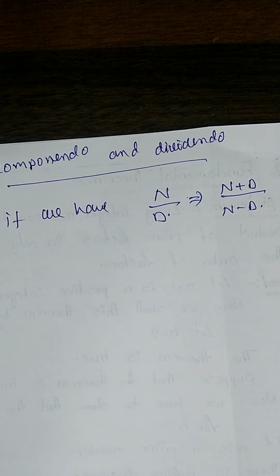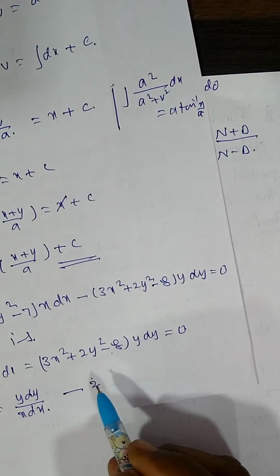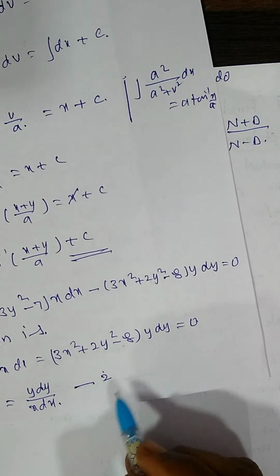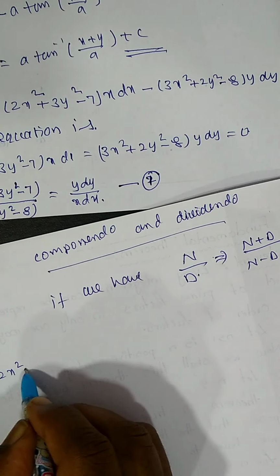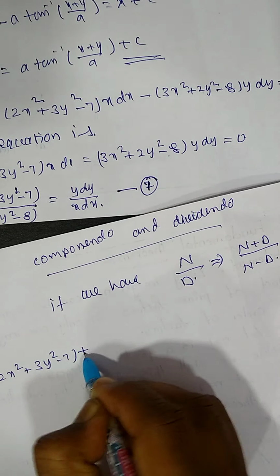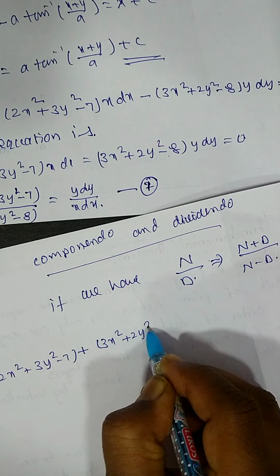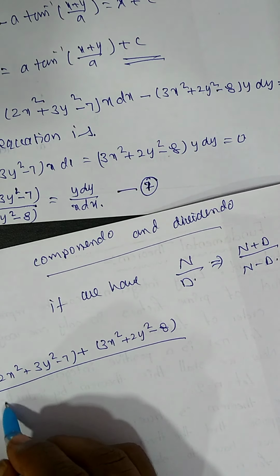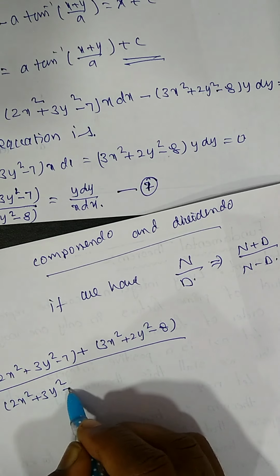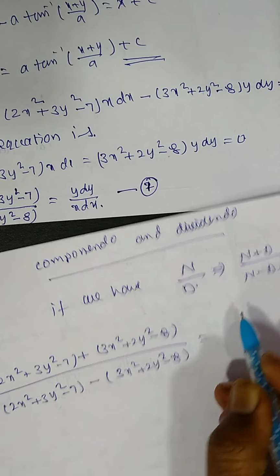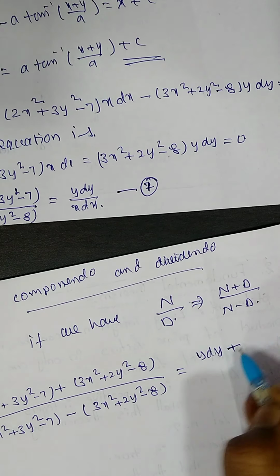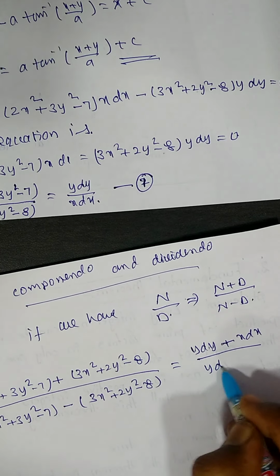Now let us apply componendo and dividendo to the given equation, this is equation number 1 only. I think this is the first equation, right? After applying componendo and dividendo, I am explaining clearly, we have 2x square plus 3y square minus 7 plus 3x square plus 2y square minus 8 divided by 2x square plus 3y square minus 7 minus 3x square plus 2y square minus 8 equal to y dy plus x dx by y dy minus x dx.